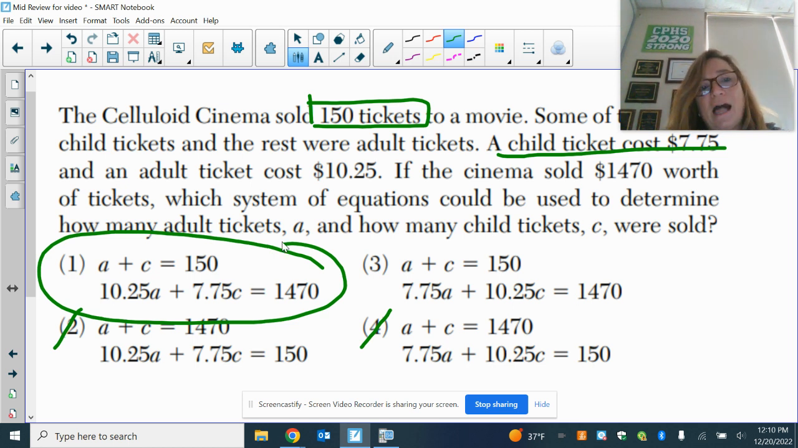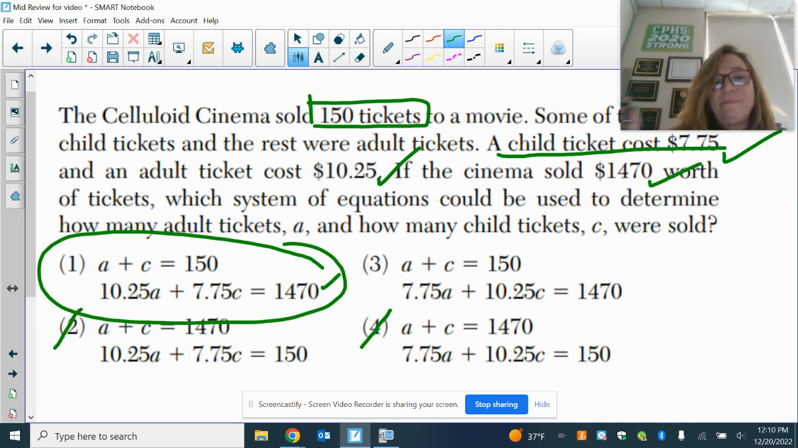Gotta read. Read it, write it, read it again. Okay? So since I didn't have to write it, I'm going to read it again anyway. So what does 1 say? It says adult tickets plus children's tickets equals 150 tickets. Makes sense. $10.25 per adult ticket. Yep, that's what it says. $7.75 per child ticket. Yep, that's what it says. A total of $1,470. Yep, that's what it says. Read it.